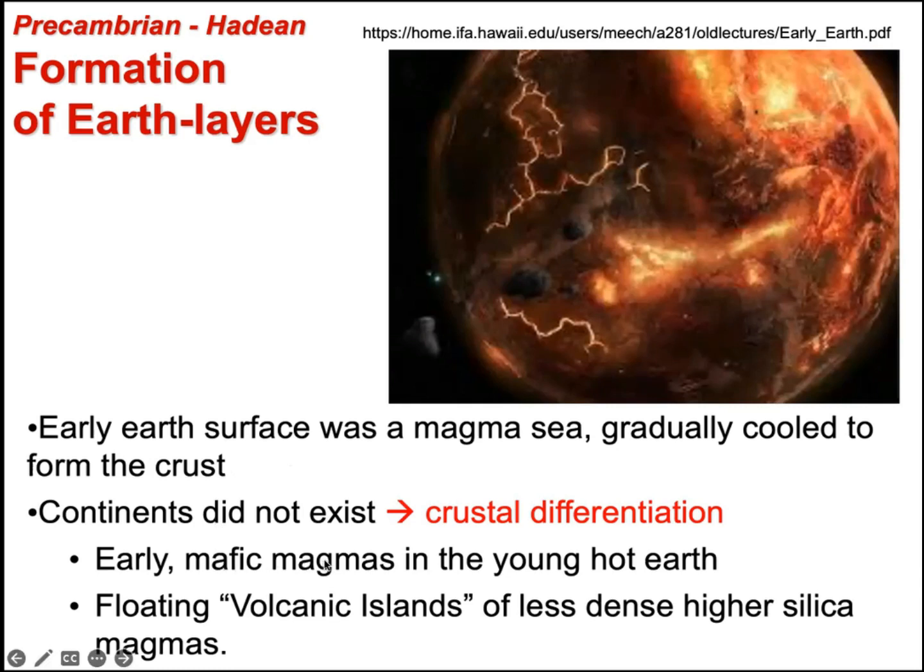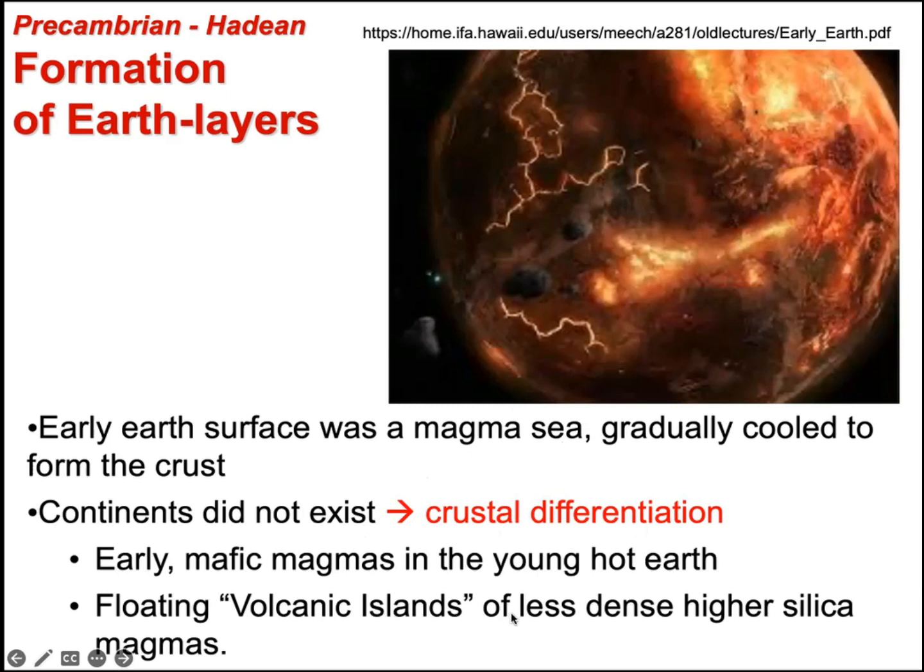So early mafic magmas means iron and magnesium rich magma, very dark colored, heavy magma, which was available at the young, very hot Earth at that time, and which differentiated some crustal materials that are low density. They were floating in this magma ocean because of this low density. After differentiation, the early Earth was still a magma ocean, and on that, these crustal fragments were floating, more or less like volcanic islands.